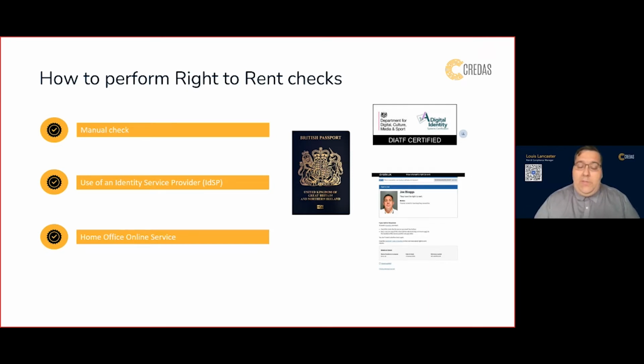And then the final option is the Home Office online service. So anytime that you're dealing with a non-UK or non-Irish citizen, they have to confirm their right to rent using the Home Office online service. So again, since the 6th of April this year, it's no longer acceptable to accept a biometric residence permit or a biometric residence certificate. Whether they're from the EU or outside the EU, it has to be that they get that share code from the Home Office online service, and then you obtain the report from the Home Office.